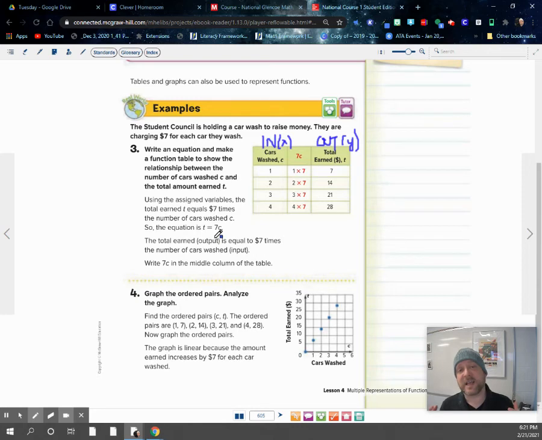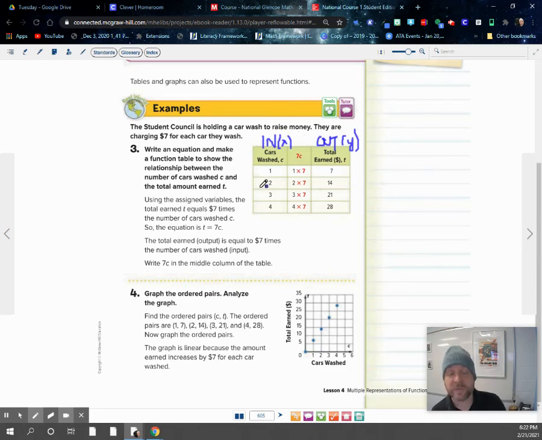But if we were to write this out using words, we could say, using the assigned variables, the total earned T equals 7 times the number of cars washed C. So the equation is T equals 7C. So there we go. You can write these as sentences. You can write these as equations, which is your function rule. You can write them out showing all of your values using a function table. And then, of course, right here would be a graph of what we just saw in this table.